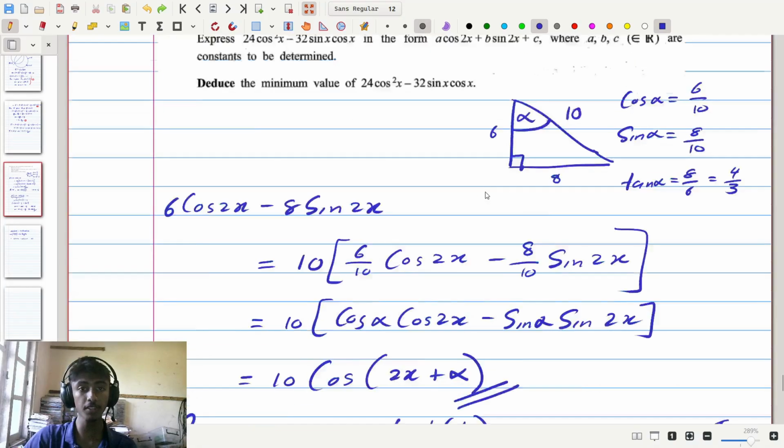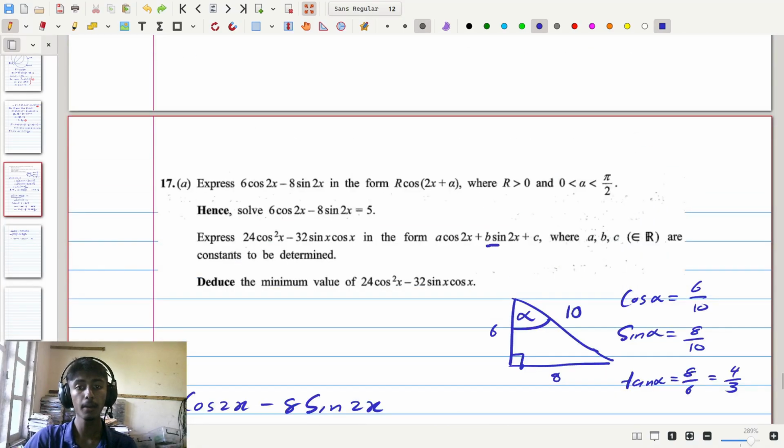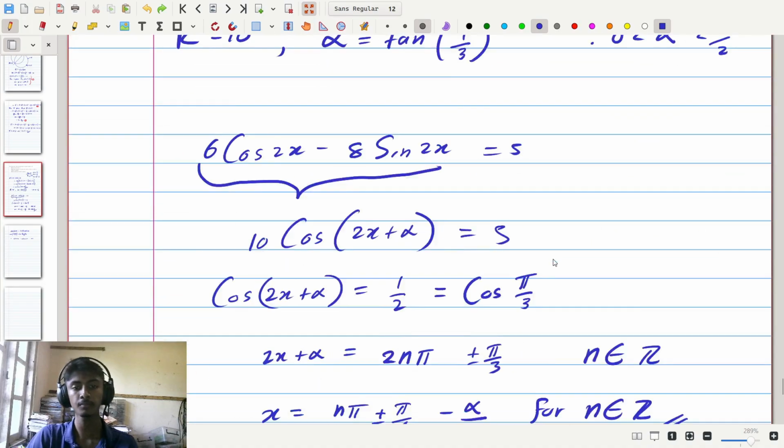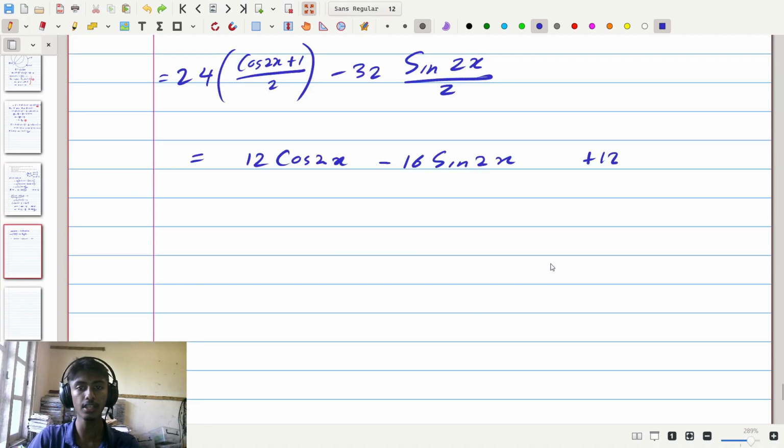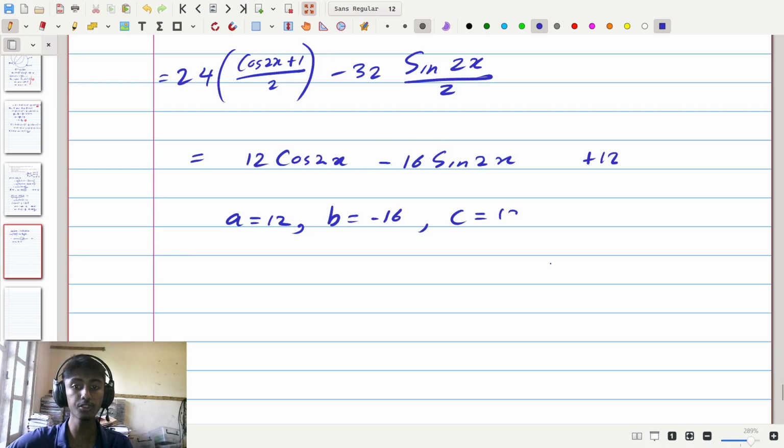Now considering our expression above, we needed a, b and c, where a is the coefficient of cosine of 2x, b is the coefficient of sine of 2x, and c is the constant term. You wouldn't say the coefficient of c; c is the constant term, I believe that's the better way to say it. So given that, in our form we have a equals 12, b equals negative 16, because we had plus b in our original expression, and c equals 12. These are the answers for this expression.